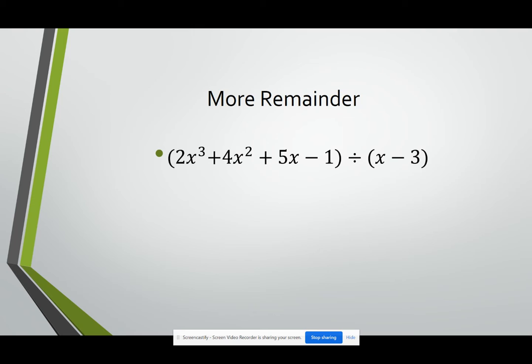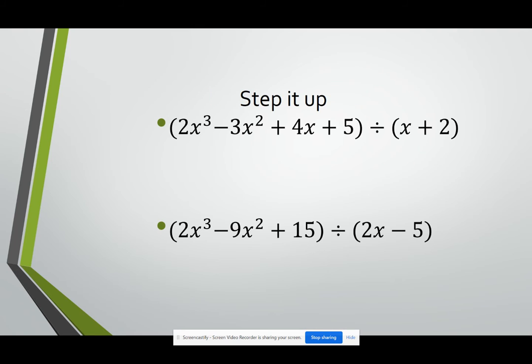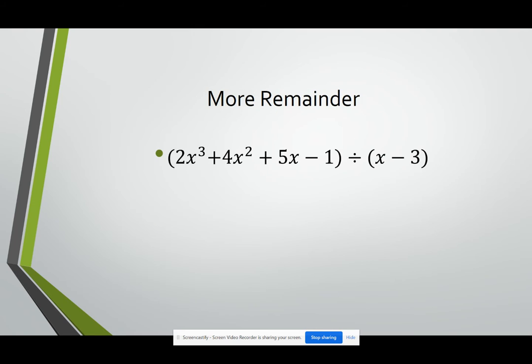Now let's take a look at something like this, another remainder problem. 2x to the third plus 4x squared plus 5x minus 1. And you can pause these at any time to retry them if you want, or see if you know what's going on. So we multiply x by 2x squared to get 2x to the third, sorry.